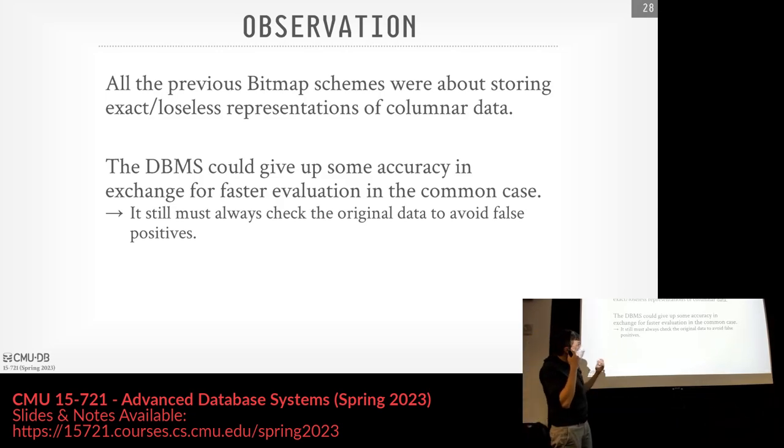But in some cases, if we give up some of this accuracy to support faster evaluation and maybe more compact bitmaps, then that might be a big win for the common case. Again, there are extreme examples, as we talked about. Those may not work perfectly for this, but most data doesn't look like that. Most data is highly skewed. And of course, we may have to check the original data in some cases to make sure there are no false positives. In the range encoding example, I always had to go check. But with the sketch, in some cases, I know there will be times where I don't have to check.